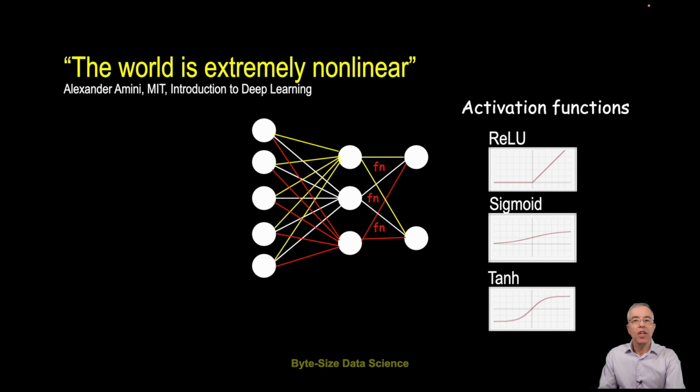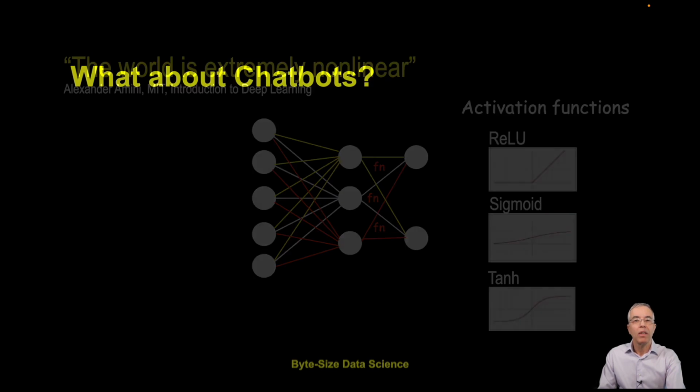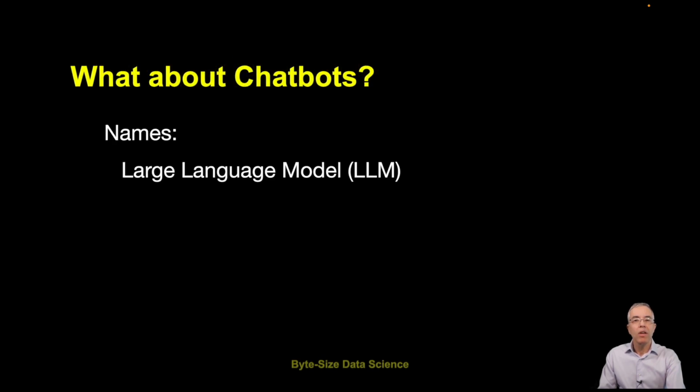How does this relate to chatbots? Let's first start by reviewing the few names we hear related to it. The first one is Large Language Model, or LLM. This relates to the fact that these neural networks are trained using words and sentences, and the overall neural network is quite large, as we'll see shortly.